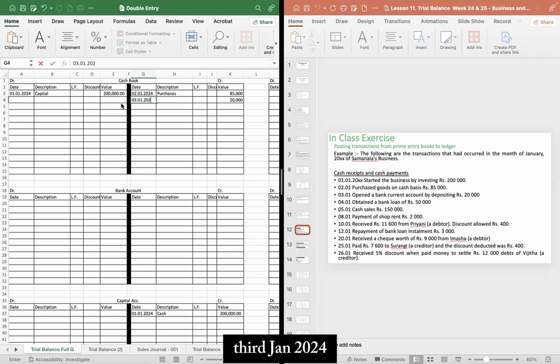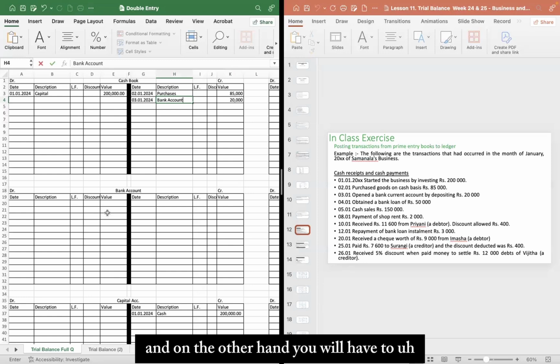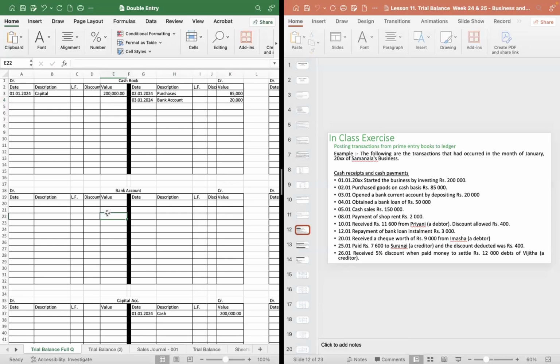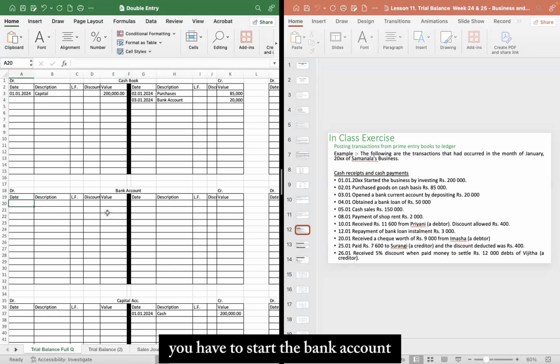Jan 2024. So, bank account. On the other hand, you will have to start the bank account, the prime entry book. In the bank account, you receive money, so your asset balance is going up, and you put it as cash, and then 20,000.